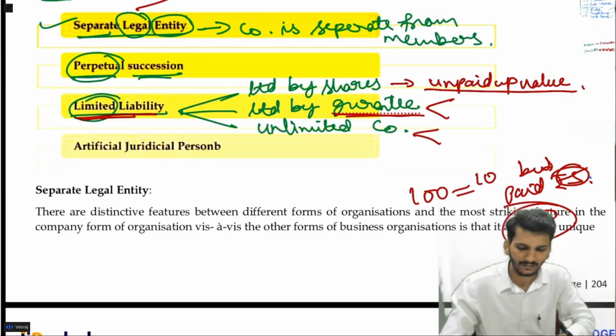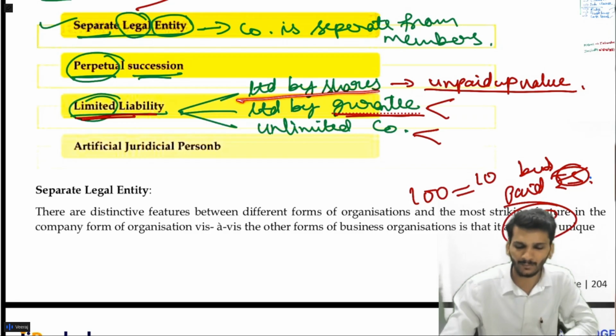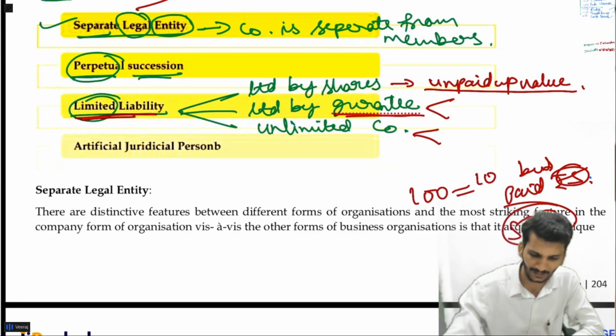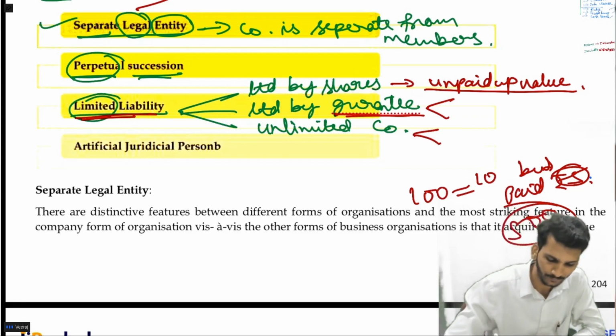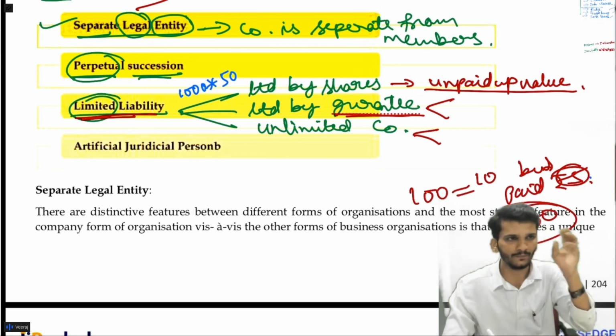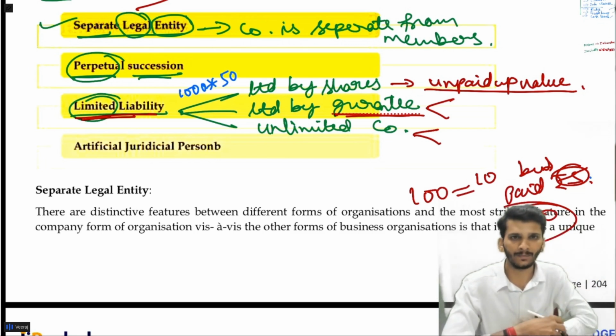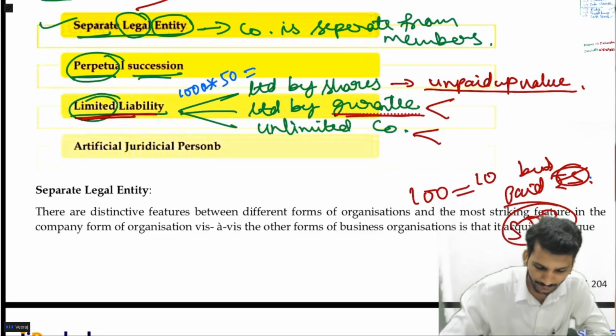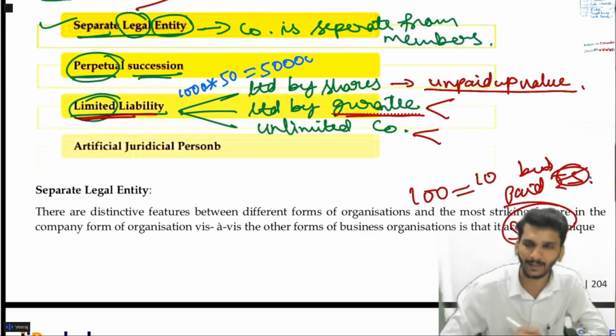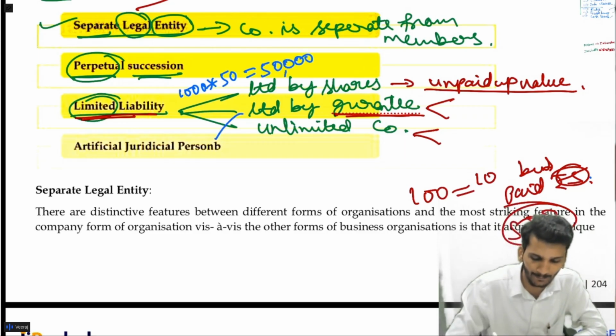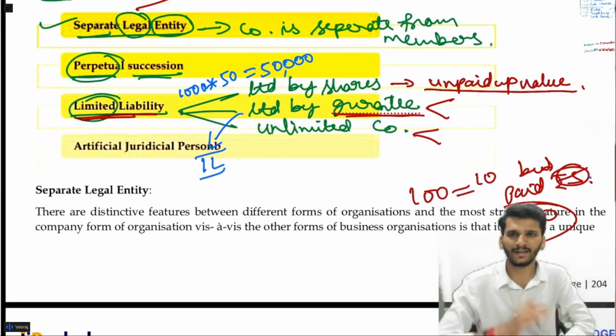Now, there was one true or false question which has been asked once in the examination. They said, sir, you said company limited by shares, company limited by guarantee. For example, I will give the numbers also for better understanding. I am holding 1,000 shares. Unpaid up value is 50 rupees. 100 rupees face value, if 50 rupees is paid, 50 rupees is unpaid. What is my liability here? 50,000 is my remaining liability. Under guarantee company, I guaranteed 1 lakh.